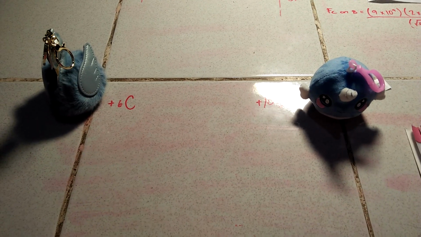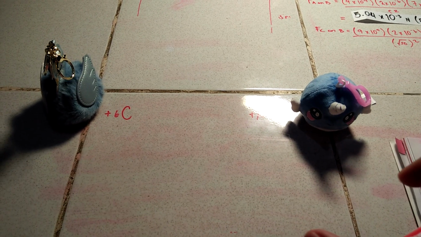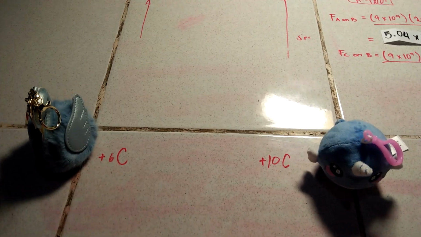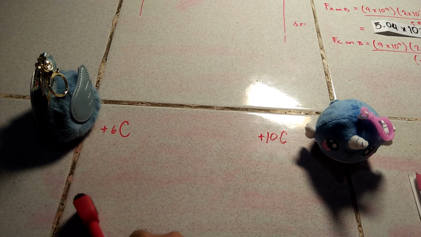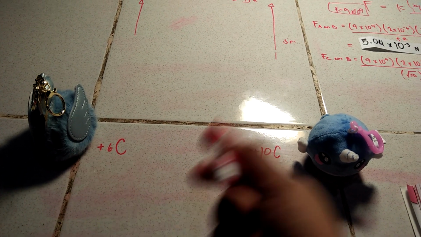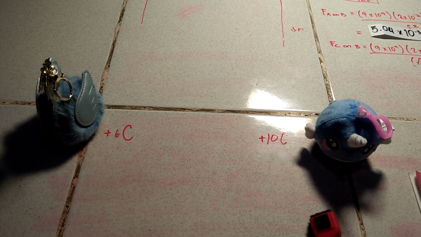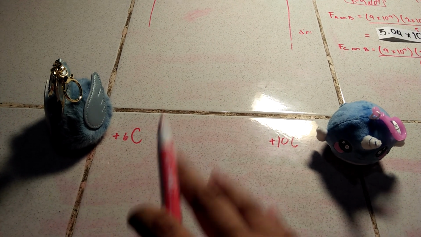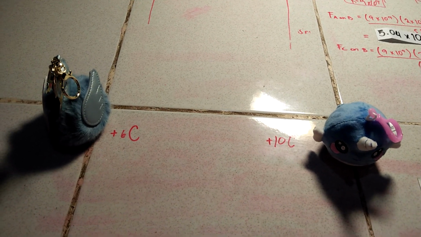Okay, so right now guys, let's talk about conservation of charges. So right here, we have two cute spheres. This one has a charge of positive 6 coulombs, and this one has a charge of positive 10 coulombs. Now, assuming that they have the same radius.